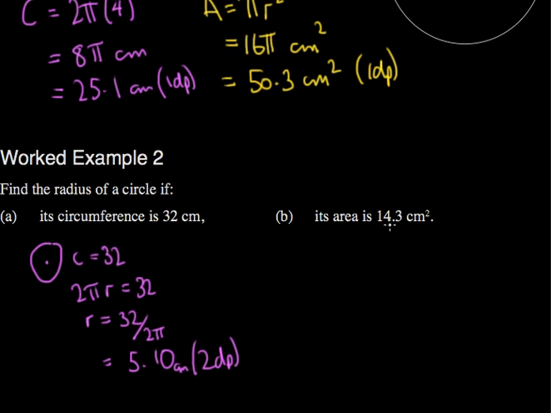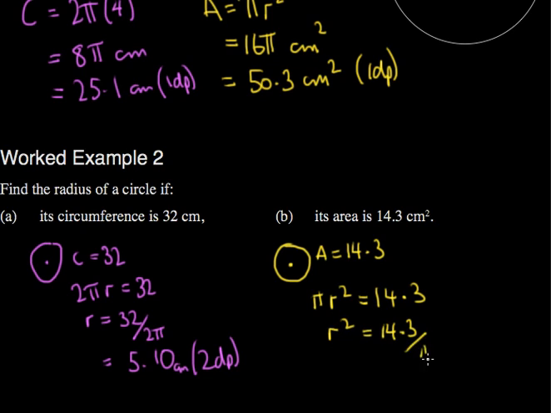If its area is 14.3, then we just use the formula for the area instead of the circumference. So it would be pi r squared equals 14.3. And then dividing both sides by pi first and then square rooting. So r squared would equal 14.3 over pi. And then the radius would be the square root of that.